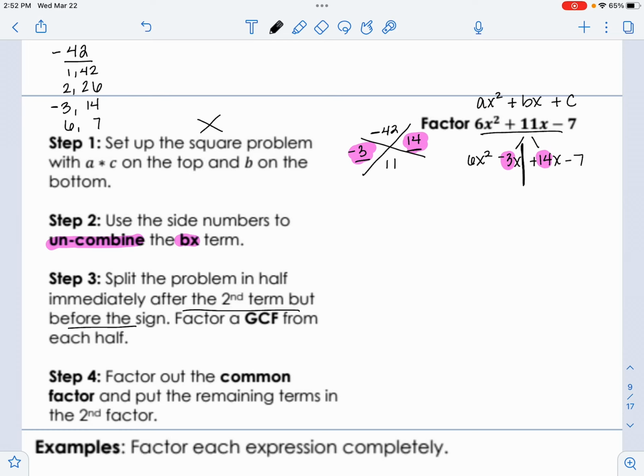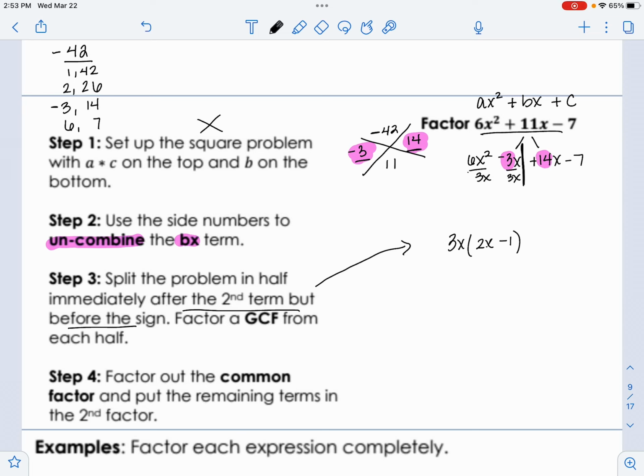So the greatest common factor of 6x squared and negative 3x is positive 3x. Move that up a little bit so I don't run out of room. So this is now step 3. So 3x, and divide by 3x, which is 2x minus 1.